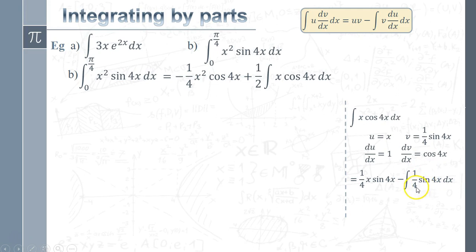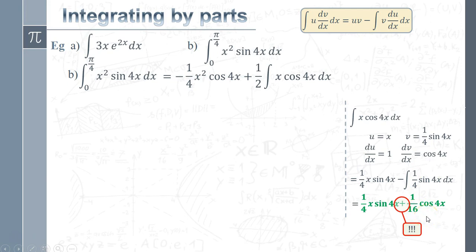So essentially that's just a constant there, and integrate sine of 4x. What we end up with is cos 4x, but of course integrate sine, you get minus cos, so that's caused the change of sign there. And we've got the quarter coming from here, that gives us the 1/16.